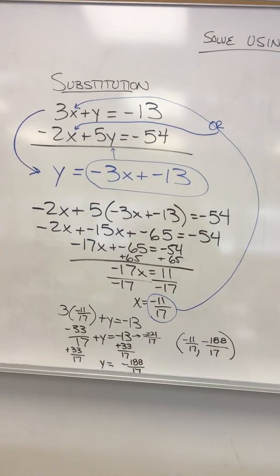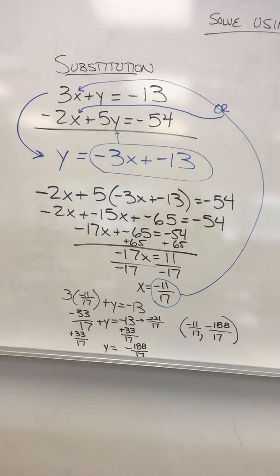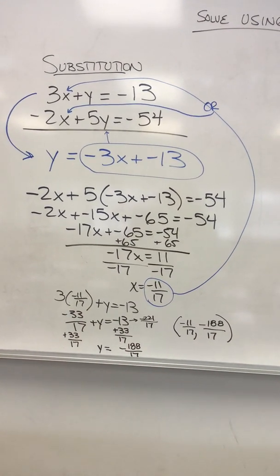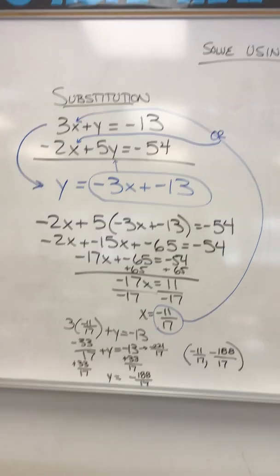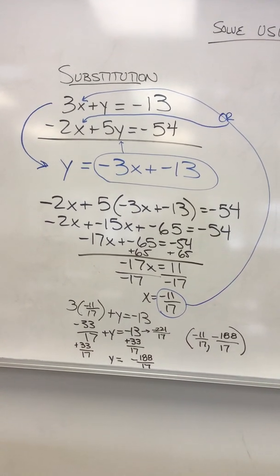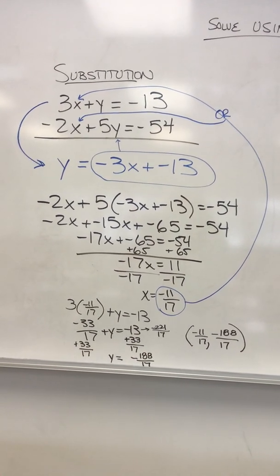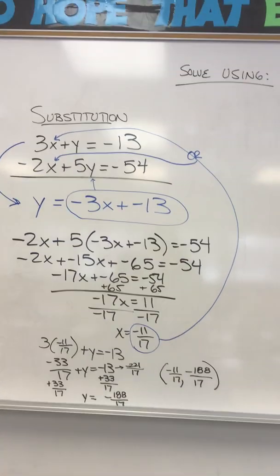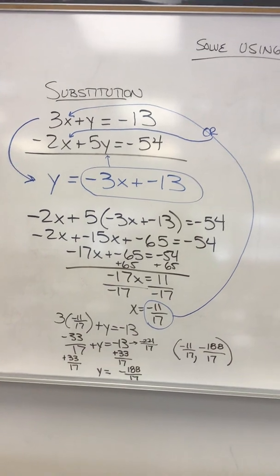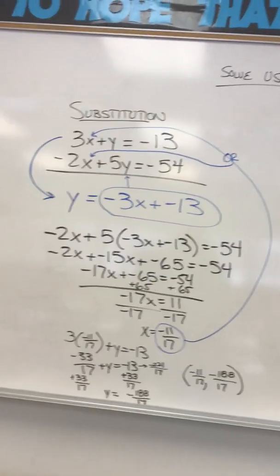Now, if I wanted to check my work, I would plug negative 11/17 in for x in the first one, negative 188/17 in for y in the first one, and make sure I get a true statement, negative 13 equals negative 13. I would do the same for the second. I'd plug in x next to that negative 2, I'd plug in y next to that 5, and I would make sure I got a true statement of negative 54 equals negative 54. And I would. This is the correct solution for this system using substitution.